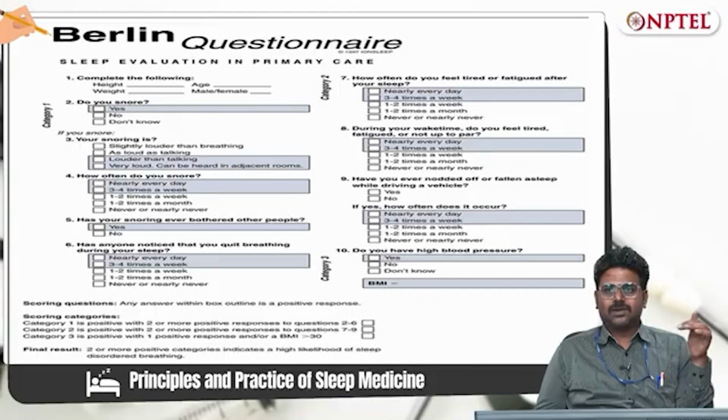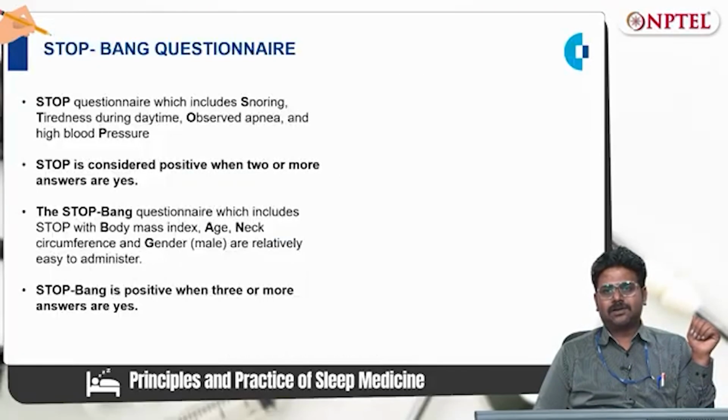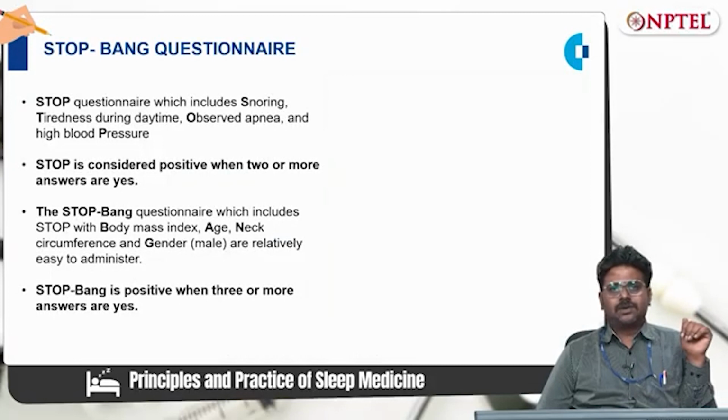And category 2 includes whether the patient is feeling tired or fatigued after sleep, whether during wake time the patient is feeling tired, fatigued, or not up to par, and whether the patient has fallen asleep while driving a vehicle. If yes, then how frequently it occurs. And category 3 includes whether the patient is having high blood pressure or not.